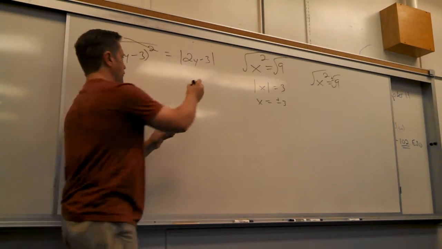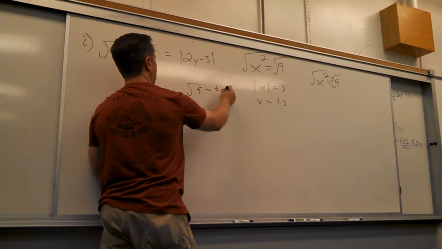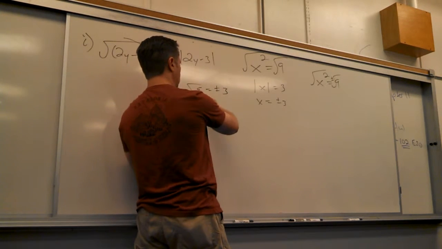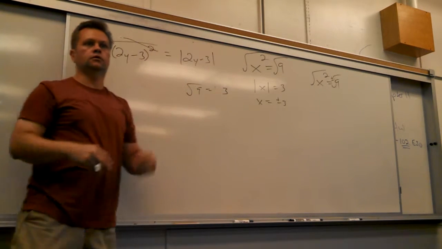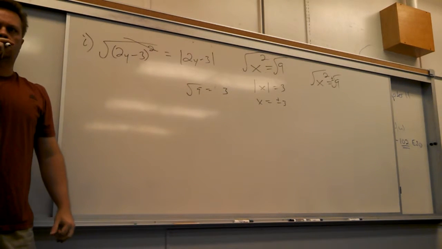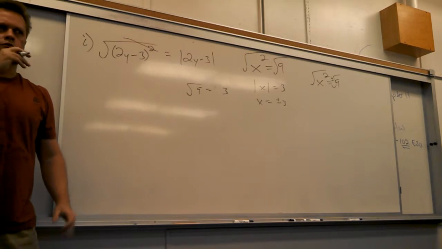If it happens to come out negative, the absolute value will make it positive. Right? So if I ask you what's the square root of 9, you would not say plus or minus. You would say the square root of 9 is 3. Okay.